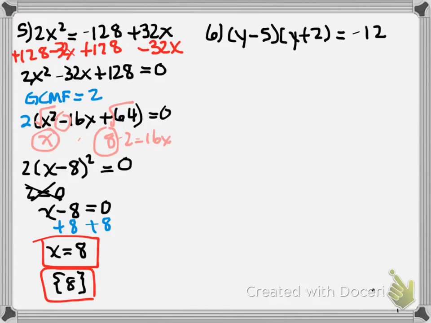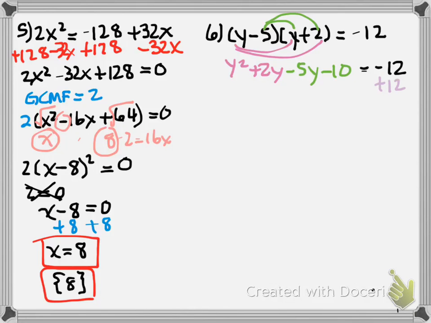So I'm going to double distribute. Y times y is y squared. Y times 2 is 2y. Negative 5 times y is negative 5y. Negative 5 times 2 is negative 10. Equals negative 12. Then I'm going to do opposite operations and add 12 to both sides, and then combine like terms. So I've got like terms here, 2y and negative 5y is negative 3y, and negative 10 plus positive 12 is positive 2.